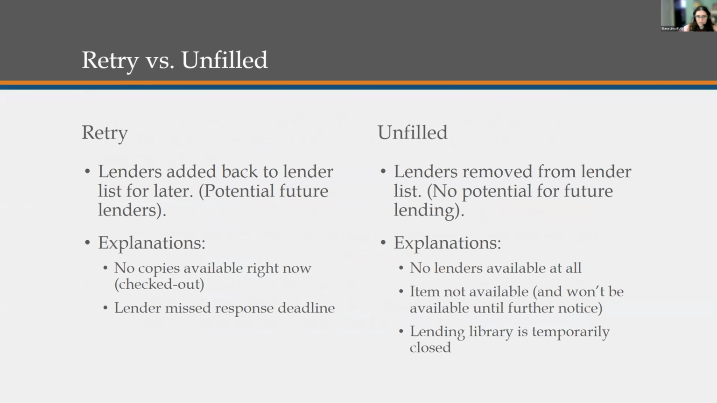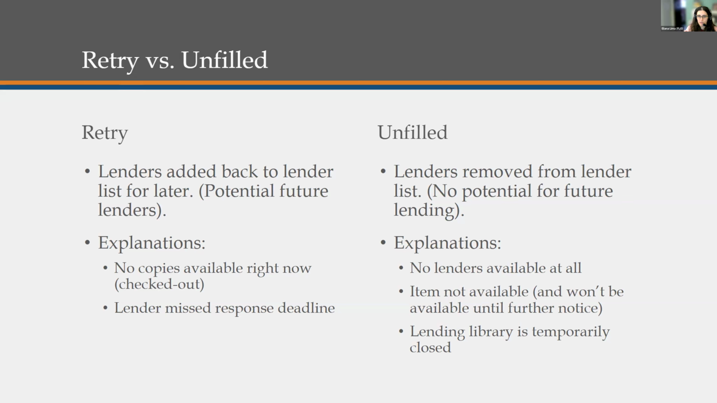Okay. So I mentioned the retry status briefly. There are kind of two "this request has failed" statuses, and they are retry and unfilled. Essentially, retry is the status that your request goes into if there are lenders that have the item, but they just can't lend it to you right now. It might be because the items are checked out or damaged or missing even. So essentially what the library is saying is we can't give this to you now, check back later. Anything that goes into retry will automatically resubmit itself. I think it does that after 28 days.